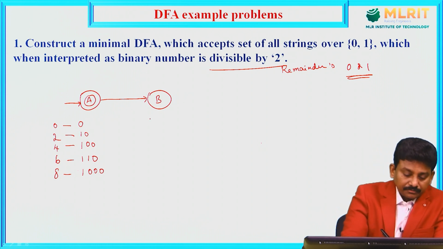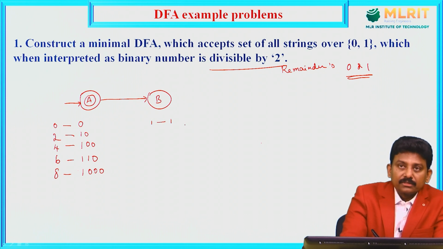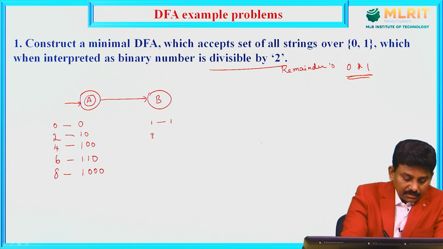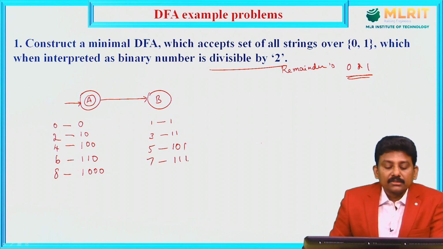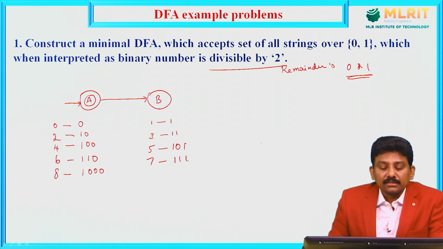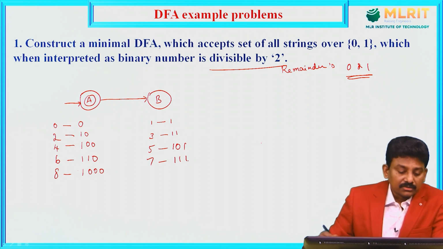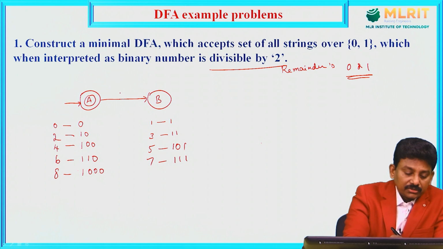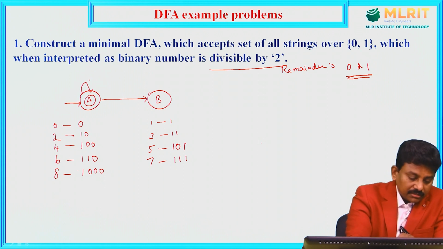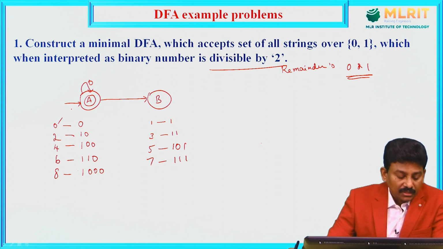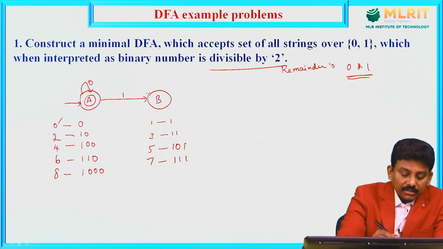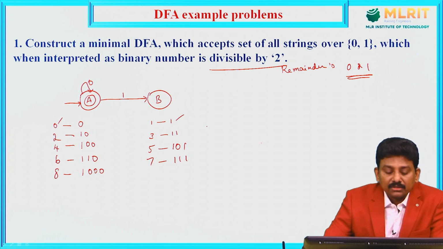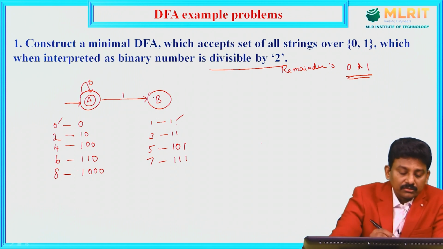Remainder 1 state: 1, binary number is 1, 1 divided by 2, remainder 1, then 3 is 11, then 5 is 101, then 7 is 111. So 1, 3, 5, 7, 9 divided by 2 will give remainder 1. In the initial state, if you read 0, stay in the same state because 0 is remainder 0. If you read 1, the binary number is 1, 1 divided by 2, remainder 1, so I will go to the non-final state.